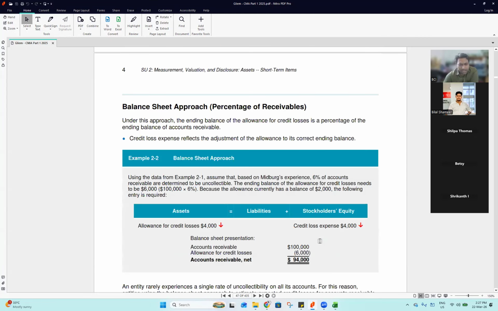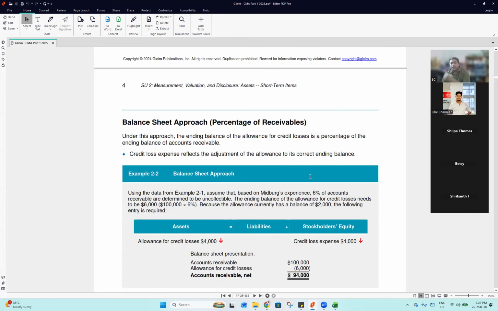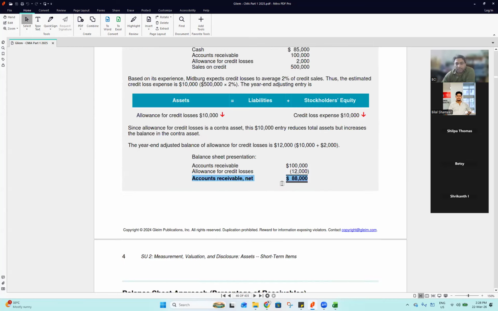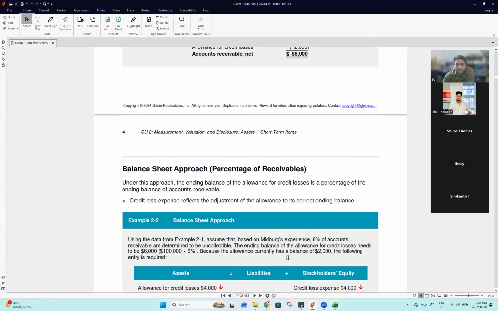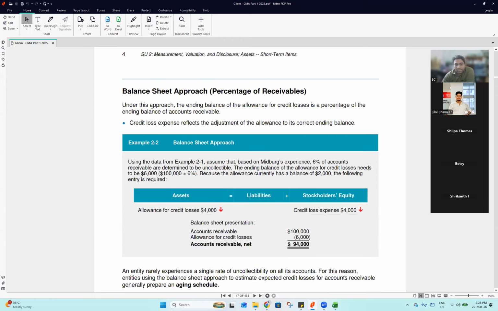Okay. Now, next comes the balance sheet approach. Here we are trying to figure out what percentage of the receivables should be your provision. Clear? Yeah. Here we are trying to figure out the ending balance. In this case, we are calculating the P&L element. Clear? Yeah.